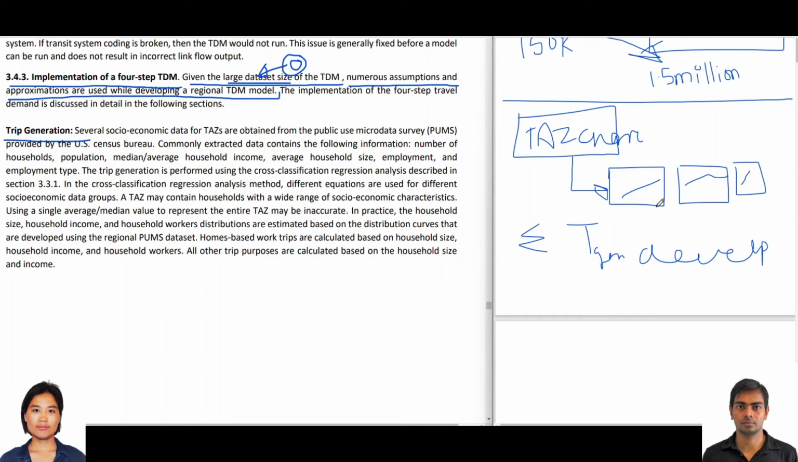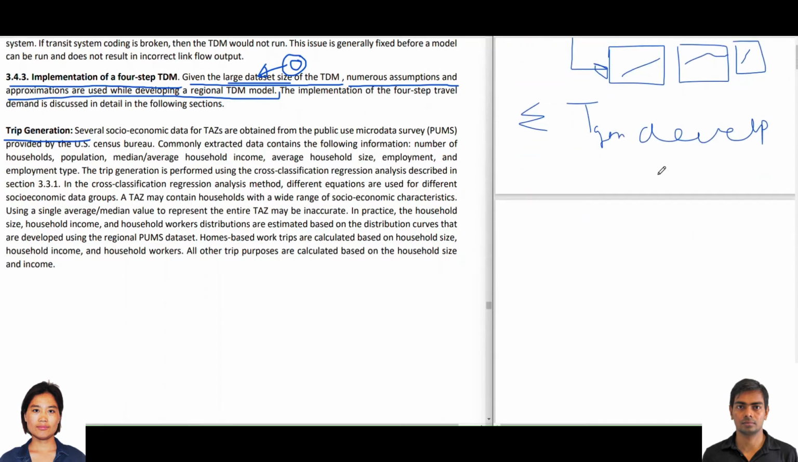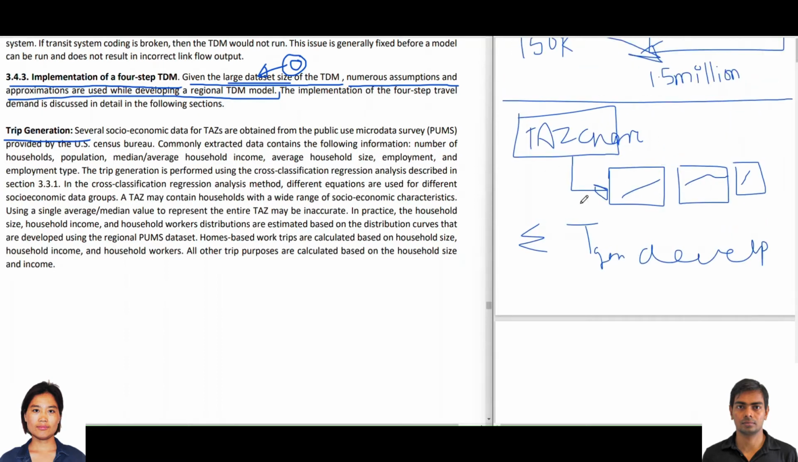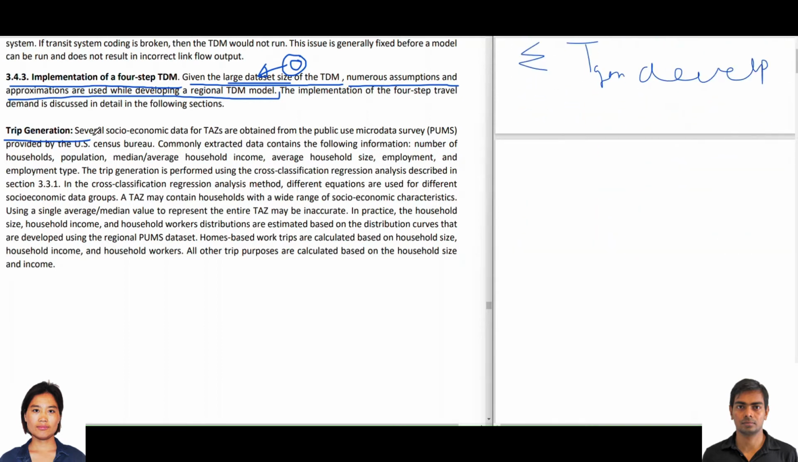This is how we discuss the trip generation works in theory. So let's look at how we collect all this data in practice. So the first one is several socioeconomic data for TAZs are obtained from Public Use Microdata Survey, or PUMS, provided by US Census Bureau. So this is very important.